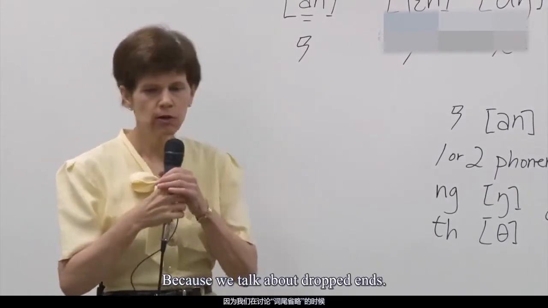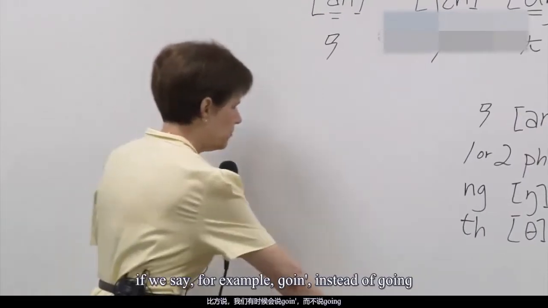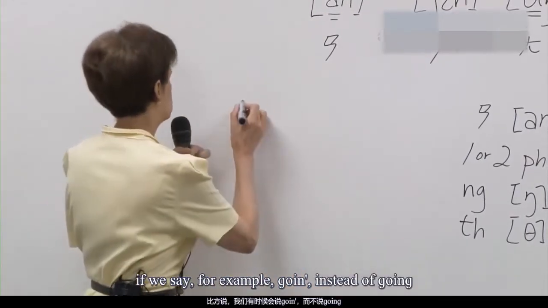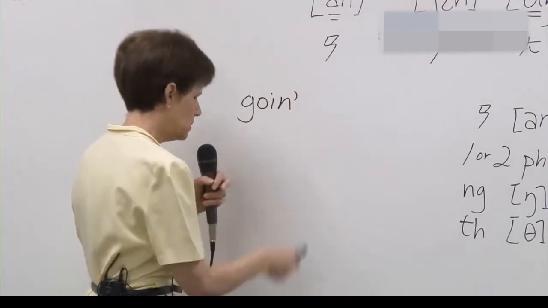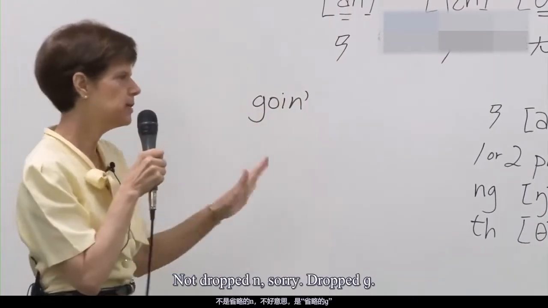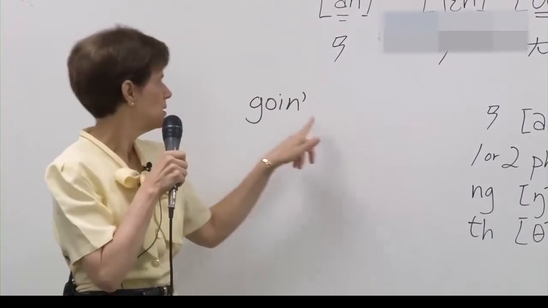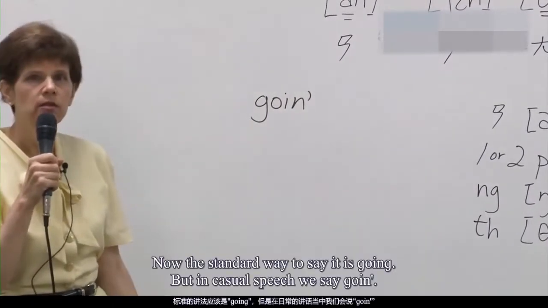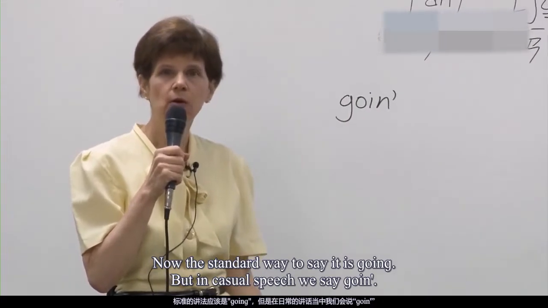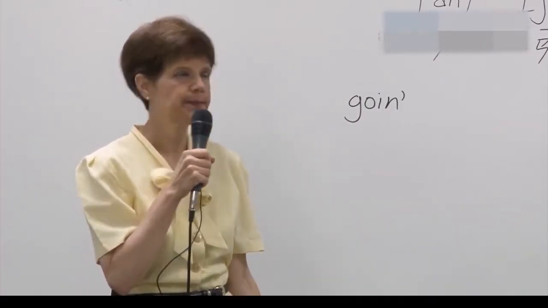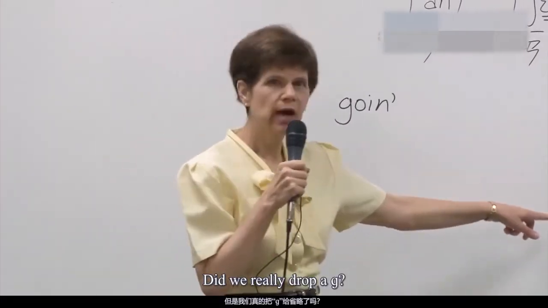Because we talk about dropped N's. If we say, for example, goin' instead of going, we say that's a dropped G, not dropped N, sorry, dropped G. Now, the standard way to say it is going, but in casual speech, we say goin'. We call that a dropped G. Did we really drop a G?